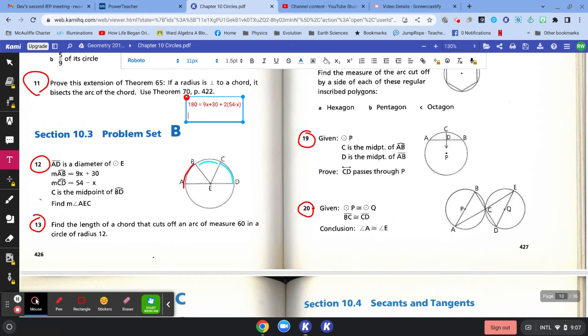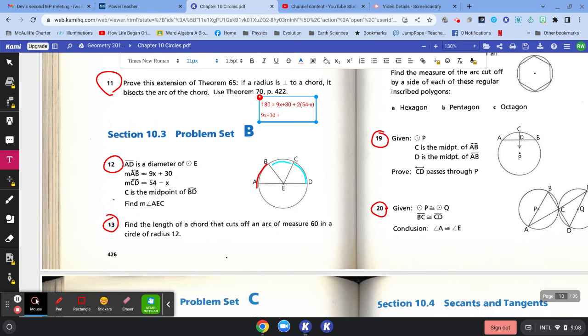So let's do that really quickly. We have 9x plus 30, and let's distribute the 2 times 54 minus x. 2 times 54 is 108, and then minus 2x. I can combine the minus 2x with the 9x, and I get 7x. And I combine 30 and 108 and get 138.